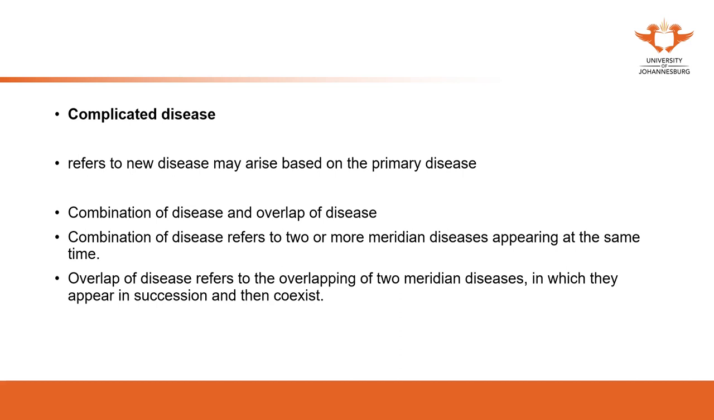Such as Taiyang meridian and Taiyin meridian, when they happen at the same time. Or Taiyang disease, Taiyang meridian and Yangming meridian. For example, the patient has fever, runny nose, cough, and also aversion to cold, and a headache. These are the symptoms of Taiyang disease.